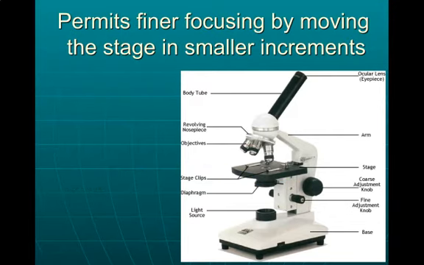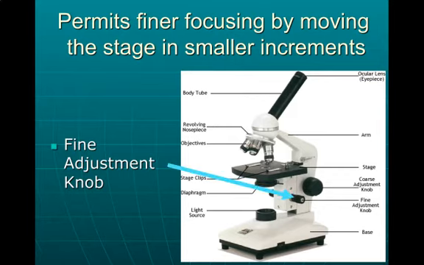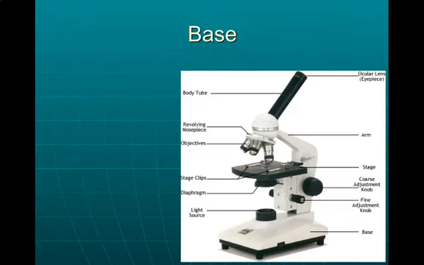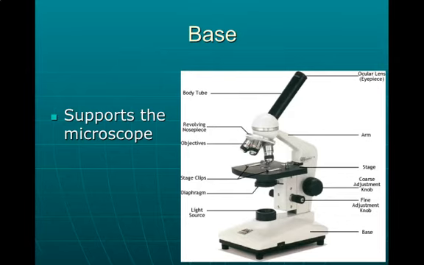Next, it permits finer focusing by moving the stage in smaller increments. So the first one was approximate, this one's finer. This would be the fine adjustment knob. Then the last one there on the left side is the base. This supports the microscope.